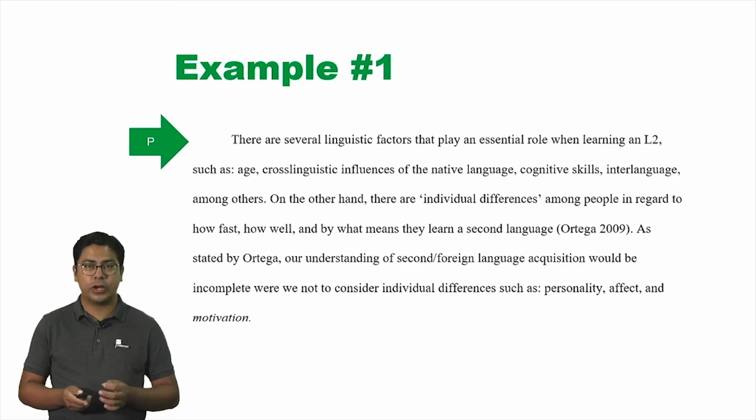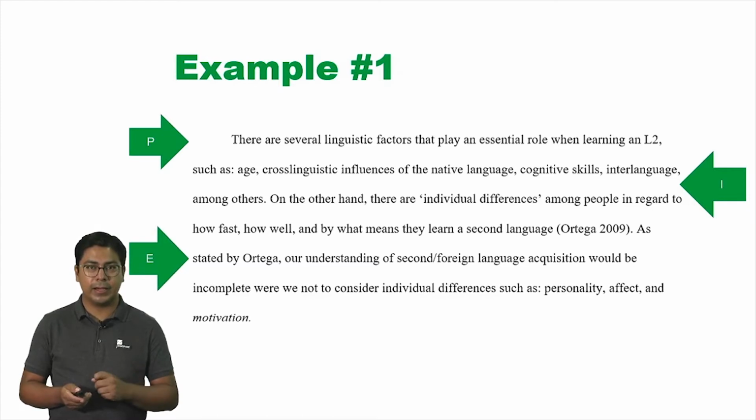The second sentence, which starts with "on the other hand," and ends with the citation, that's my illustration. This is the information that we are using as support for our claim, and we're using it from another source, another author, to give more credibility to our point. The last sentence, that starts with "as stated by Ortega," and ends with the last word in this paragraph, that's the explanation, or the writer's attempt to analyze how the illustration ties up with the point. So here we see in a very clear way the three parts of PIE in a paragraph.